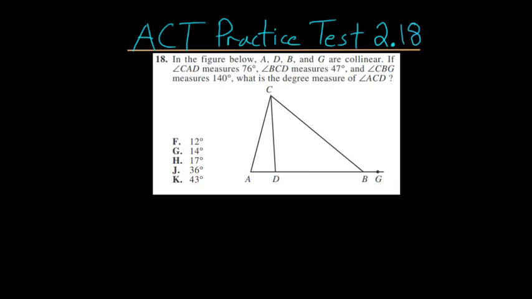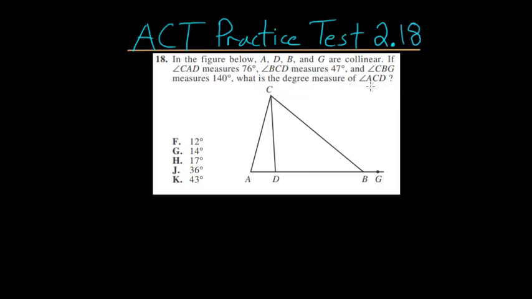For the 18th problem on the second ACT practice test, in the figure below, A, D, B, and G are collinear. If angle CAD measures 76 degrees, angle BCD measures 47 degrees, and angle CBG measures 140 degrees, what is the measure of angle ACD?